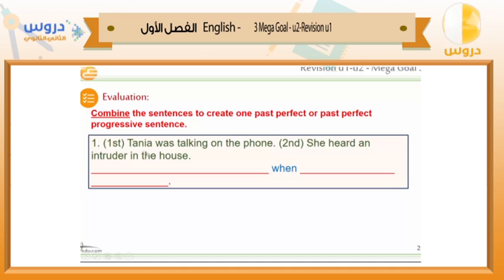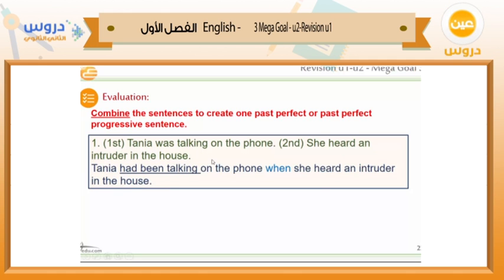So now we have these sentences and we want to use past perfect and past perfect progressive to combine them. Number 1, the first sentence, Tanya was talking on the phone. The second sentence, she heard an intruder in the house. And we are going to use when. What can we say here? Tanya was talking. Now we want you to use past perfect. Instead of was talking, we say what? Tanya had been talking on the phone when she heard an intruder in the house.